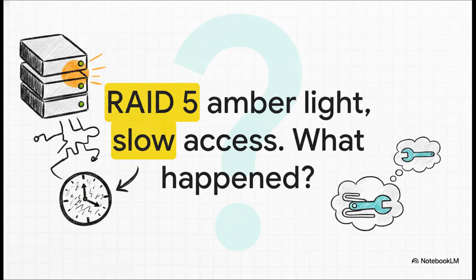Let's try another test, this time jumping over to network storage. You've got this high-performance workstation running a RAID 5 storage array, but users start complaining that accessing data has suddenly become painfully slow. You go inspect the physical machine, and sure enough, there's an amber indicator light glowing on one of the drives. So what exactly is going on here?